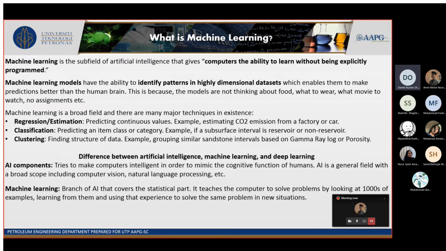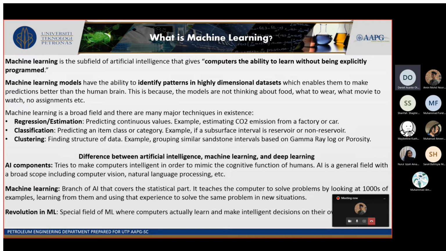Machine learning is actually a subset of artificial intelligence, and it mainly focuses on the statistical part. It tries to teach your computer or your model to solve problems by looking at a wide variety or high-dimensional data. It learns from the data to know how the data evolves over time or depth or range, and uses the experience of its learning process to solve the same problems in new data.